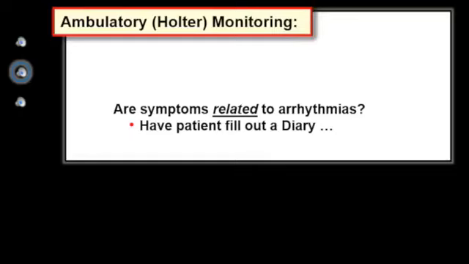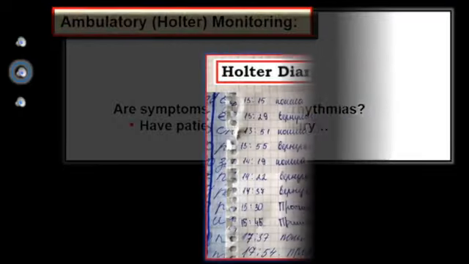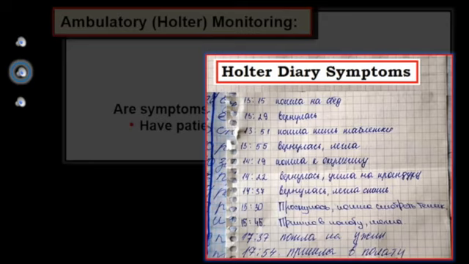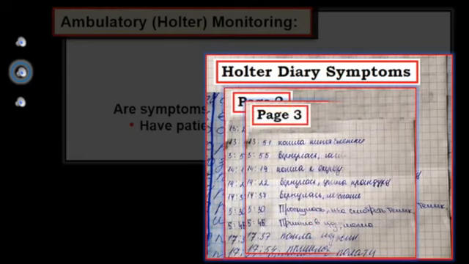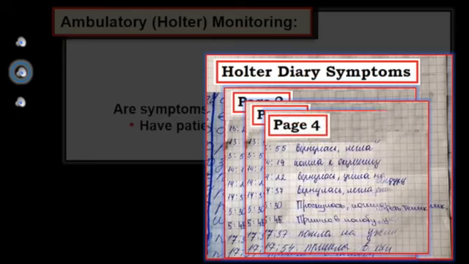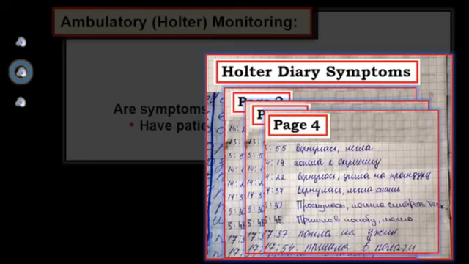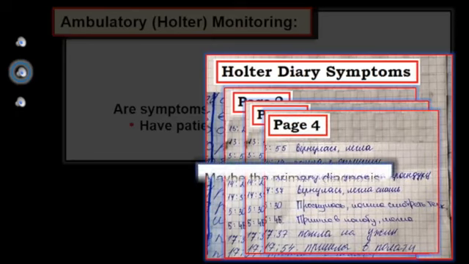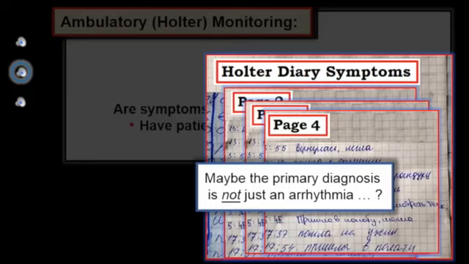For example, here is a diary filled out by a patient during their 24-hour period of monitoring. Although not in English, you get the idea. Lots of activities with the specific time of occurrence are noted. Or should I say, this is only the first page of this patient's diary. I stopped at page 4, but the point is made how a diary such as this might lead us to question if an arrhythmia is the primary diagnosis.